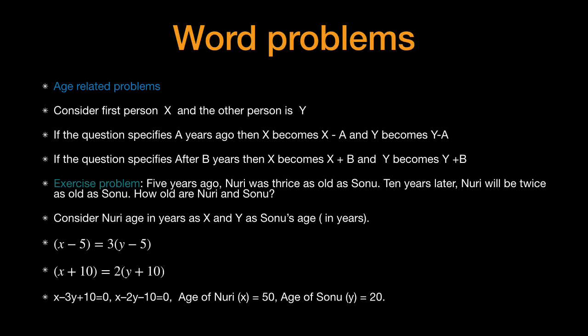The first half of the problem says that 5 years ago Noori was thrice as old as Sonu. So the equation formed will be x minus 5 is equal to 3 times y minus 5. The second part says 10 years later Noori will be twice as old as Sonu. So the equation formed will be x plus 10 is equal to 2 times y plus 10. On solving both linear equations, you get the value of x as 50 and y as 20. That will be the respective ages of Noori and Sonu.